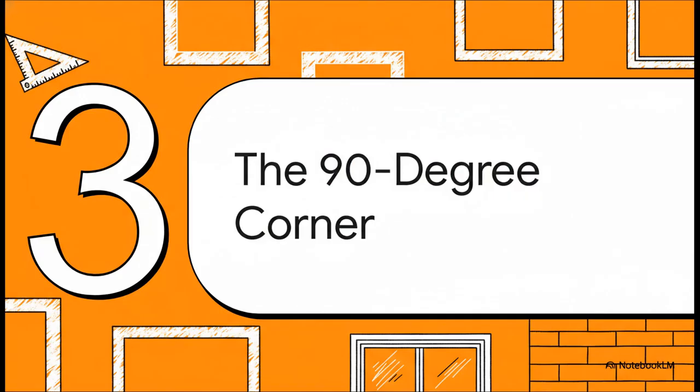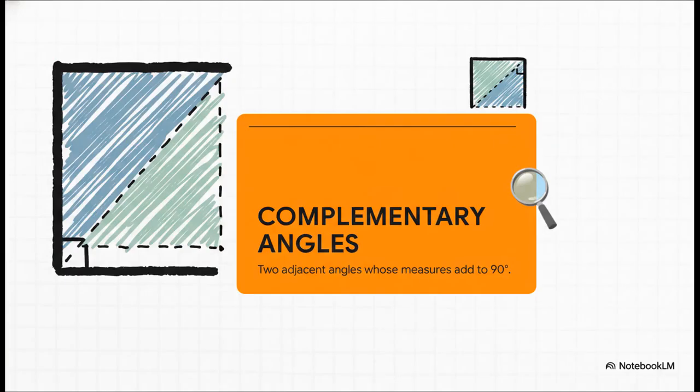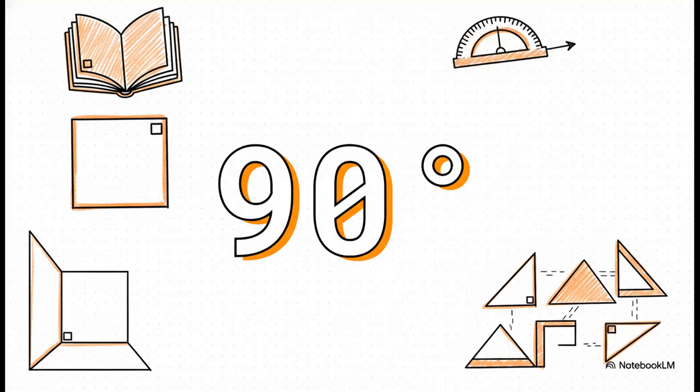All right, on to our final angle pair. So far, we've looked at neighbors and we've looked at straight lines. Now let's focus on another shape we see everywhere, the perfect corner. These guys are called complementary angles. And just like their supplementary cousins, they're adjacent angles that add up to a special number. But this time, instead of making a straight line, they come together to form a perfect right angle. And that number is, of course, 90 degrees.